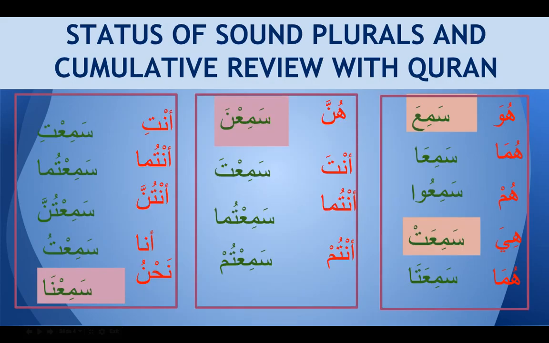So we're going to do a verb today. So today's verb inshallah is sami'a. Sami'a means he heard. Huwa sami'a, huma sami'a, hum sami'u, hiya sami'at, huma sami'ata. So these five are called sakin pronouns because the sound of the pronoun is not produced. So we got a sukun here, and this huwa and hiya are mustatir, there is no pronoun at all, and the pronoun here has a sukun.